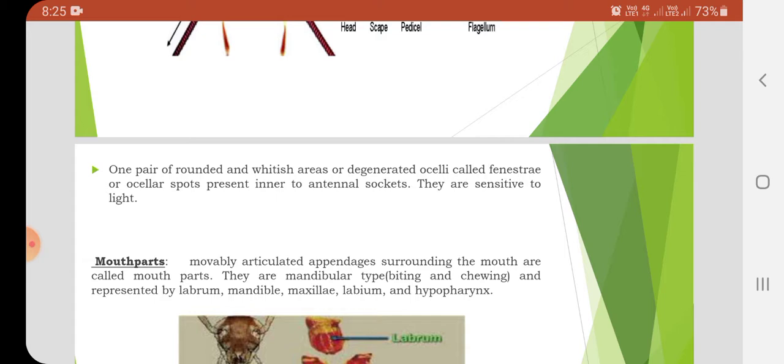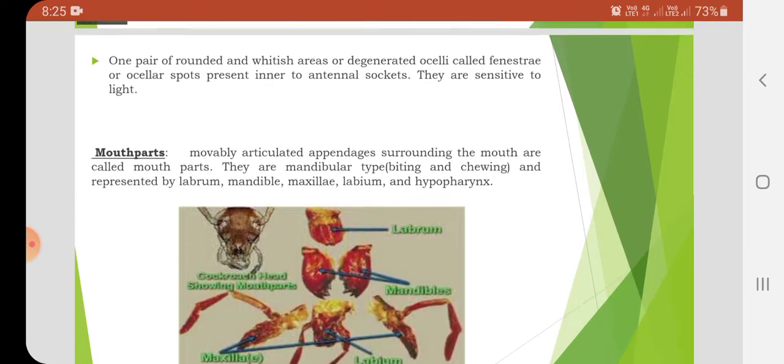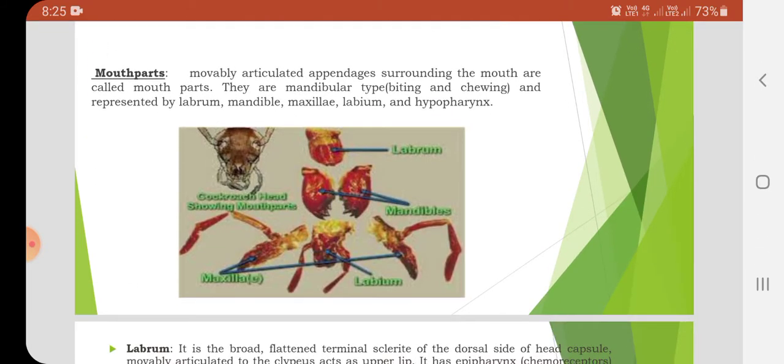Then next we talk about the mouth parts. These are the head appendages which surround the mouth. The mouth parts help the cockroach in biting and chewing. The mouth parts in cockroach are of the mandibulate type. The mouth parts enclose a space called the preoral cavity. The mouth parts include the labrum, mandible, maxilla, labium, and hypopharynx.